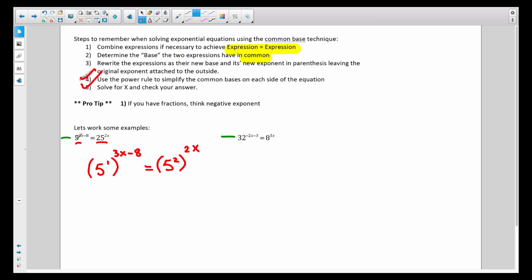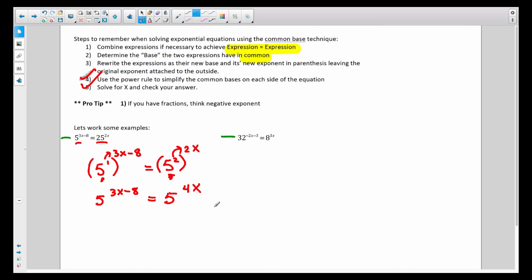I took the 5 on the left, kept it a 5. I took the 25 on the right, I kept it 25, but I wrote it as 5 squared. And here's what that does for us. It's already starting to show us that we have these common bases. Both sides of my equation both have 5 now, right? So let's use the power rule, and I would get 5 to the very obvious 3x minus 8, and that's equal to 5. Distributing here, I'd get 4x.